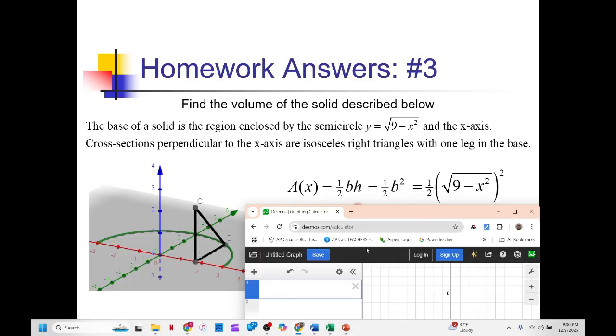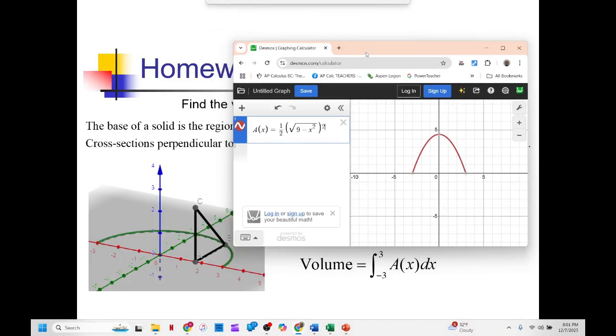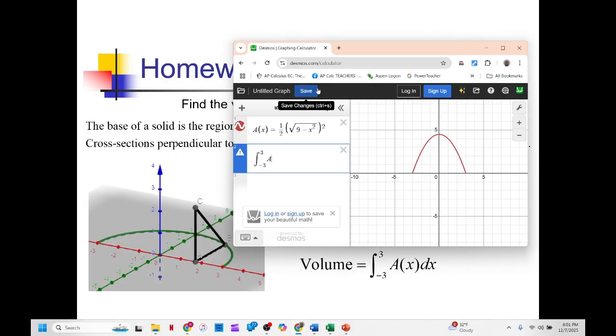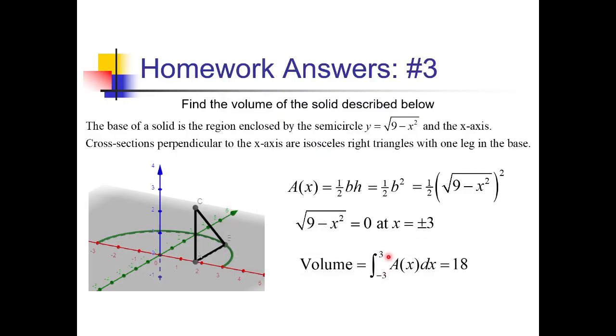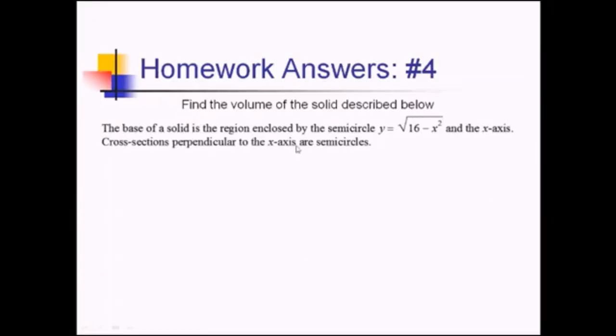So let's do all this on Desmos now. We've got A of x equaling 1/2 parentheses square root 9 minus x squared, and then we'll close that and square it. Yeah, the square and the square root cancel, but again, no need to simplify if we don't have to. Then let's do the integral from -3 to 3 of A of x dx, and that comes out to exactly 18. Nice.